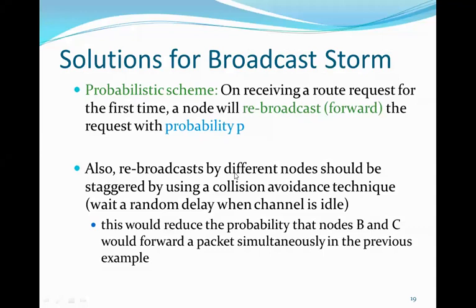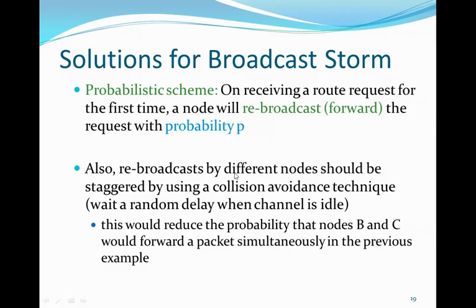The first solution for the broadcast storm problem is the probabilistic scheme that simply takes the decision on probability. On receiving a route request for the first time, a node will rebroadcast, and in that situation the probability will be highest, that is P. So the highest probability in this situation will be 1. And now, if the packet is coming again, the rebroadcast by different nodes should be staggered by using a collision avoidance technique, that is, wait a random delay when the channel is idle.